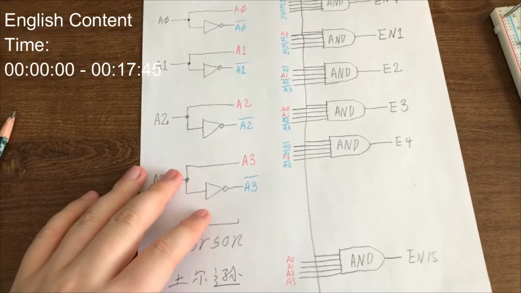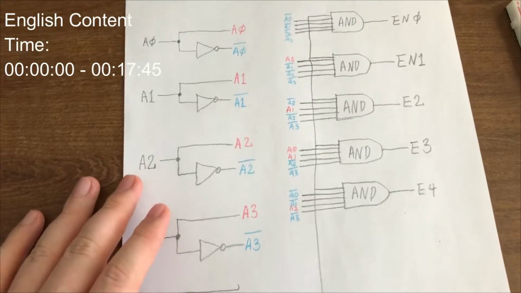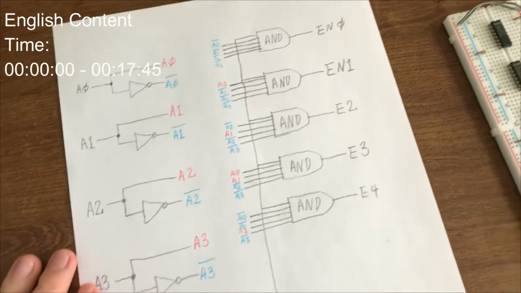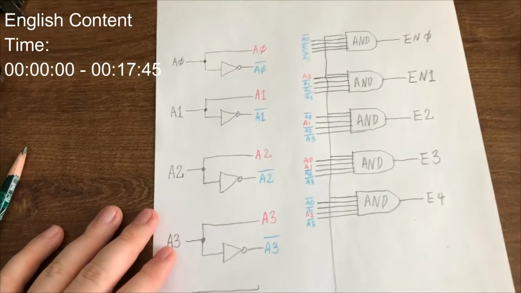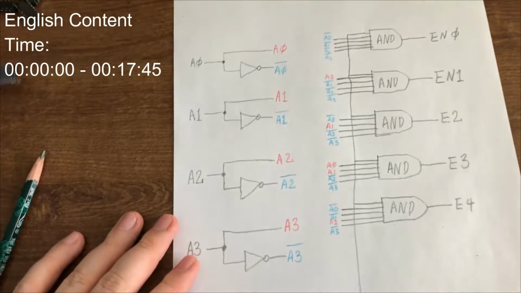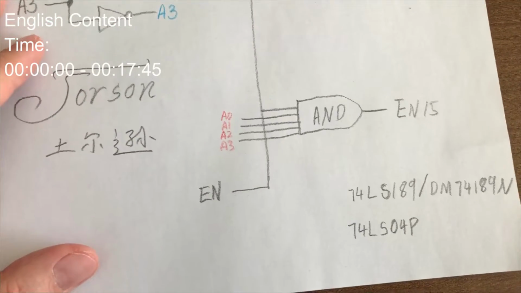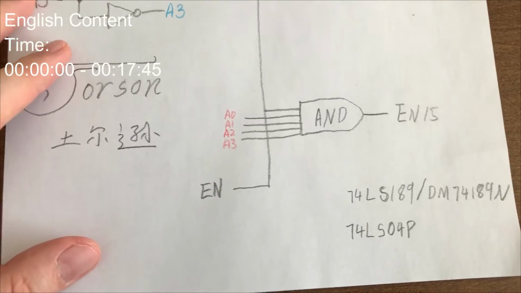To manipulate how the RAM performs, we're using 2 chips to make it function. One is the 74LS189 or DM74189, and the other is a 74LS04.